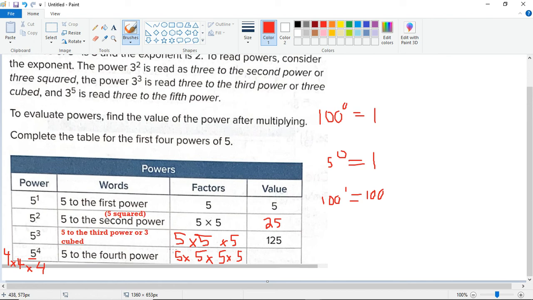So 5 to the third power means 5 times 5 times 5, which is 125. And then 5 to the fourth power means 5 times 5 times 5 times 5.